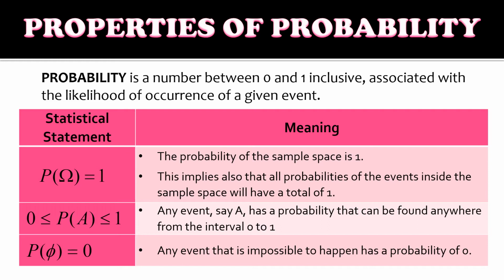Second, the probability of A, or the probability of an event, is greater than or equal to 0 and less than or equal to 1. So, any event, say A, has a probability that can be found anywhere inside the interval 0 to 1. And we have the probability of the null set equals 0. So, any event that is impossible to happen has a probability of 0.